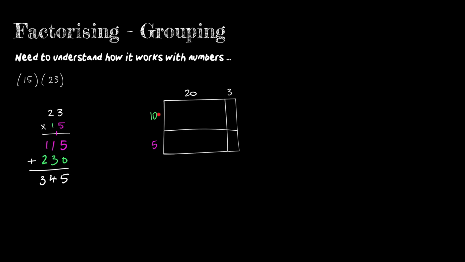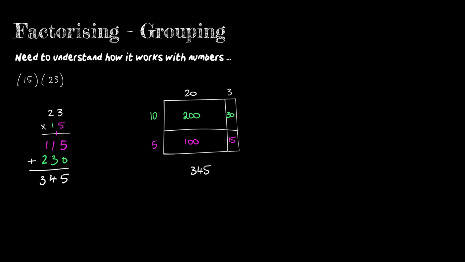So 15 multiplied by 23. Effectively what I'm doing is I'm multiplying my 10 by 20, which gives me 200. 10 by 3 will give me 30. And down here you can see 5 by 20 will give me 100, and 5 by 3 will give me 15. If I add all of them together, 200 plus 100 is 300, 300 plus 30 is 330, 330 plus 15 is 345. So that's two ways of representing long multiplication.